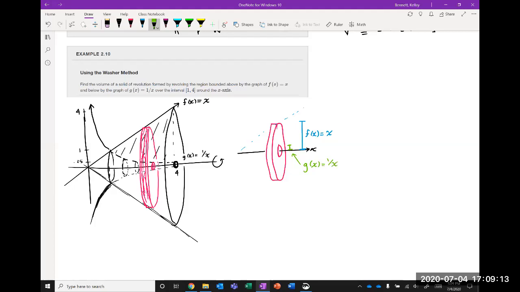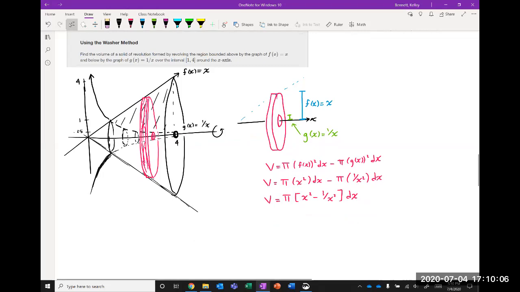So now I know that the volume of this particular washer is going to be the big one times the width minus the little one times the width. Oops, I should keep it consistent with notation. So it's pi times x squared dx minus pi times 1 over x squared dx. Then I can simplify that. This particular washer, hockey puck, donut hole, bundt cake thing is just pi times x squared minus 1 over x squared dx.